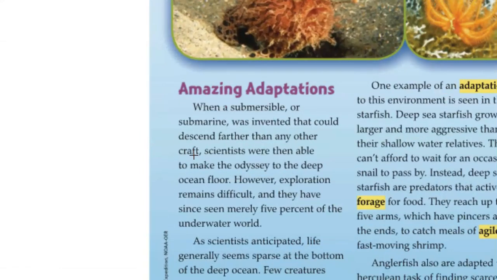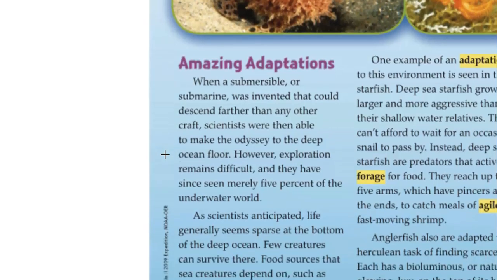Amazing adaptations. When a submersible or submarine, this is another context clue. If you don't know what a submersible is, now submarine comes as a synonym. When a submersible or submarine was invented, that could descend farther than any other craft, scientists were then able to make the Odyssey. Odyssey means a long trip to the deep ocean floor. However, exploration remains difficult, and they have since seen merely 5% of the underwater world.